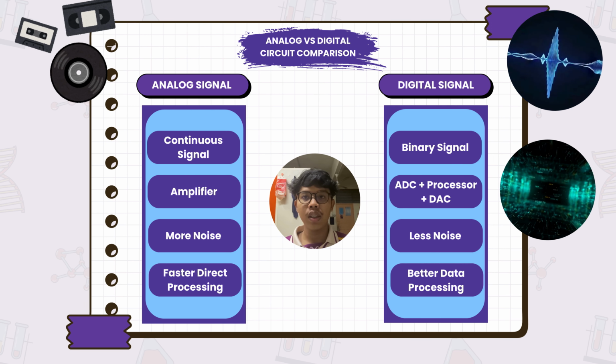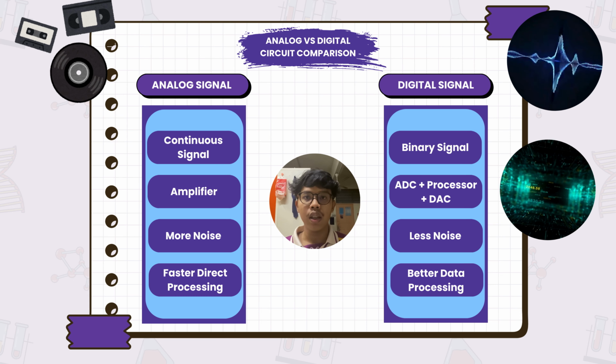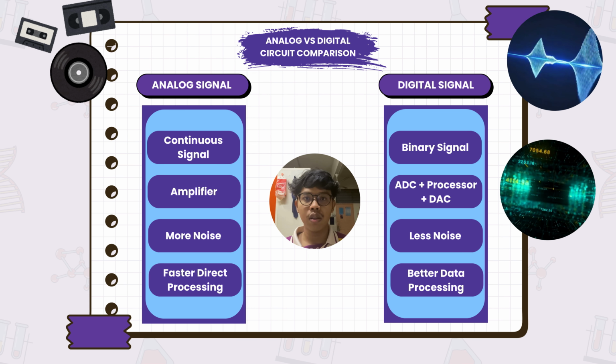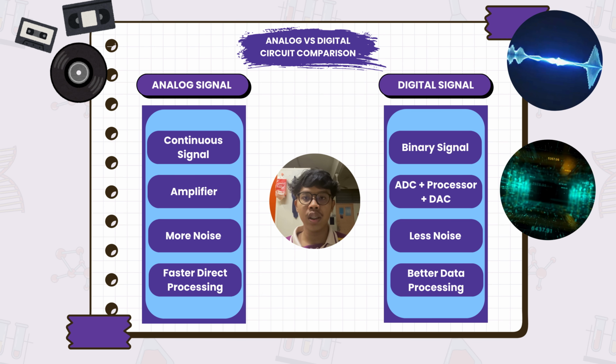The main difference is how they process signals. The analog system processes continuous signals, while the digital system processes binary signals, represented by 0 and 1. In terms of circuit components, analog systems mainly use microphones, amplifiers, and speakers. On the other hand, digital systems include additional components such as the ADC, processor, and DAC to perform digital signal processing.